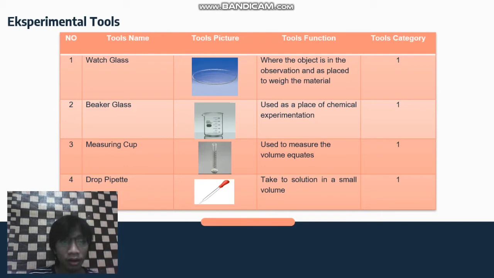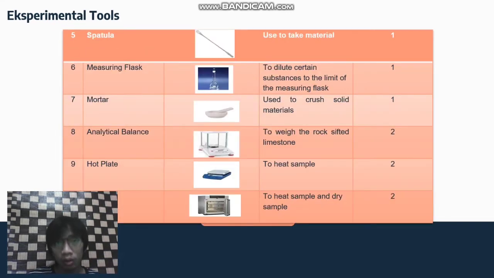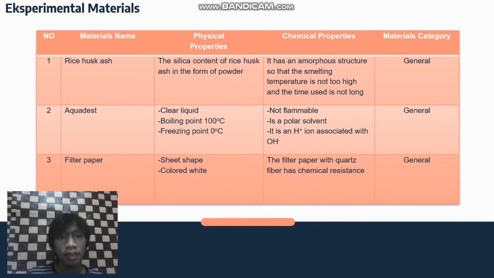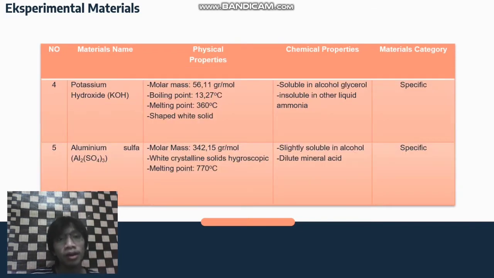The experimental tools: watch glass, beaker glass, measuring cup, dropper pipette, spatula, measuring flask, mortar, analytical balance, hot plate, and oven. The experimental materials: rice husk ash, the sample, and aquadest, filter paper, potassium hydroxide or KOH, and aluminum sulfate.